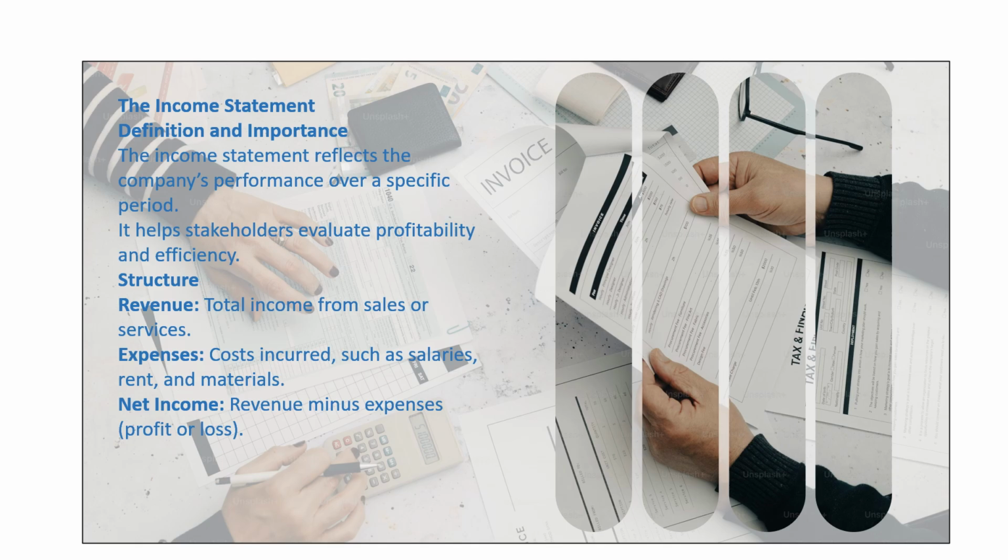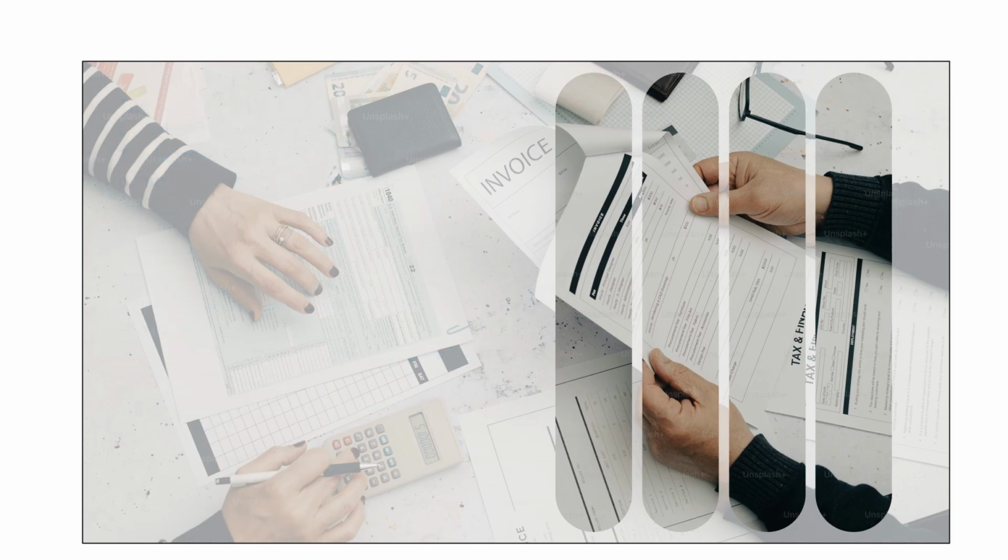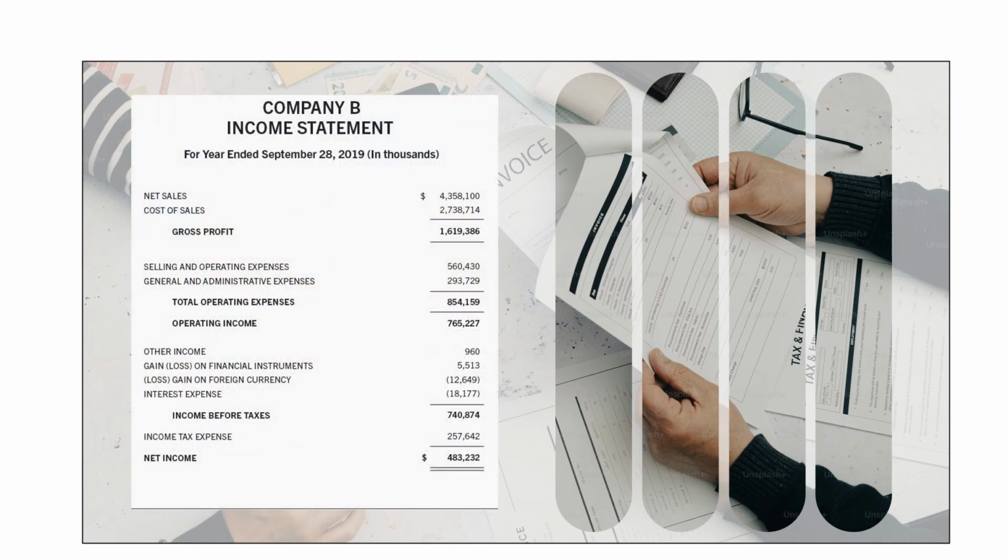Structure. 1. Revenue: total income from sales or services. 2. Expenses: costs incurred, such as salaries, rent, and materials. 3. Net income: revenue minus expenses, profit or loss. Example is shown here for income statement.